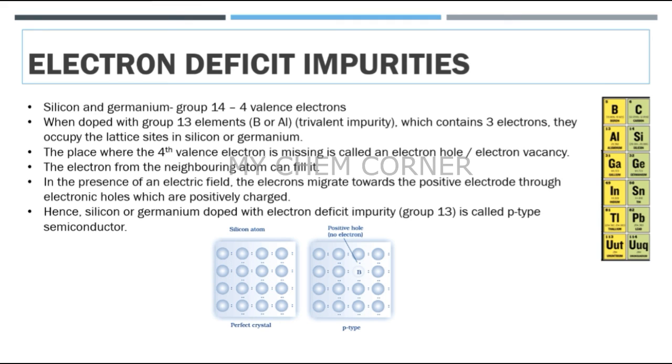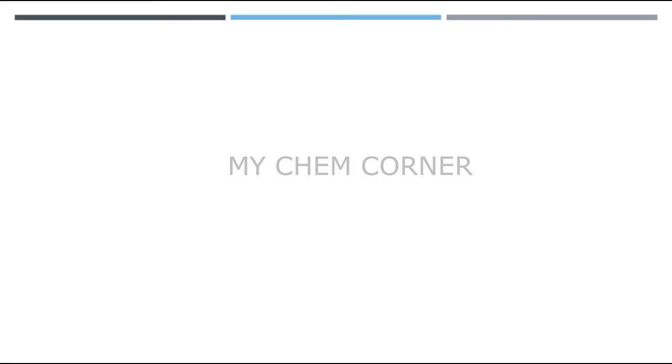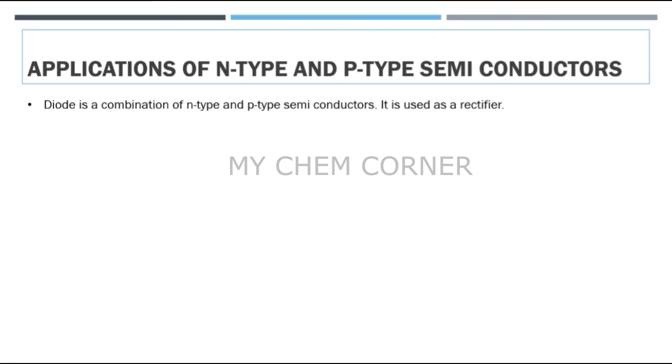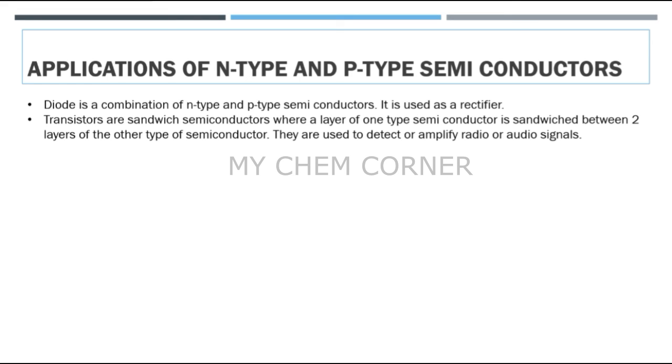So those are the 2 types of semiconductor that are responsible for conduction of electricity only in the presence of doping. Now that we know what happens in a semiconductor, let's see what the possible applications are. A diode, which is a combination of both N and P-type semiconductor, is used as a rectifier. Transistors are sandwich semiconductors where one layer of one type of semiconductor is sandwiched between 2 other layers of the other type.